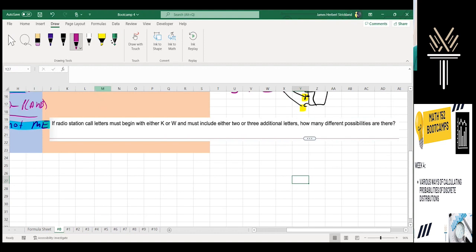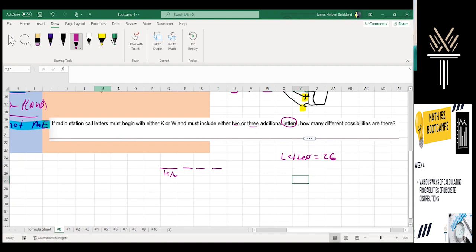So when I see these questions, the first thing I do is sketch out how many possibilities there are. By sketching out, I just mean draw, underline. So initially, we have the KW position. We have KW. And then we're going to have 2 or 3 additional spots. So 1, 2, and the possibility of 3. And it says they're going to be letters. So in the English alphabet, how many letters are there? For those who don't know, there are 26. A through Z, there are 26 letters.